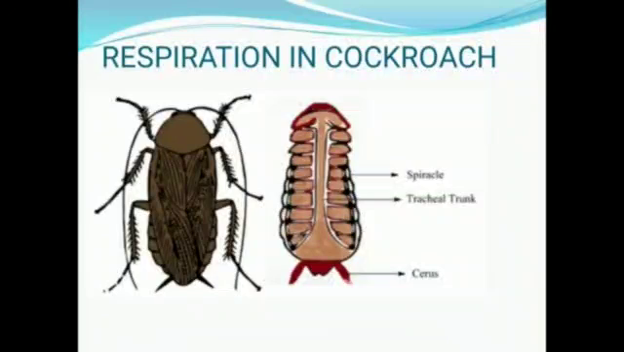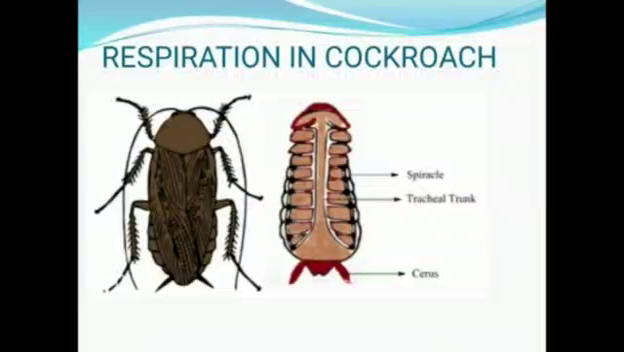Mostly the cockroach has a network of air tubes called trachea. This is the tracheal trunk, also there for gas exchange. Oxygen rich air rushes through the spiracle into the tracheal tube, or tracheal trunk. Now this air diffuses into the body tissues, and oxygen rich air reaches every cell of the body of the cockroach.